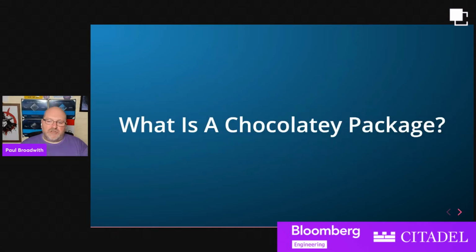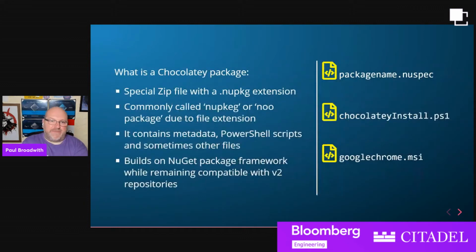So just to explain what a Chocolatey package is, a Chocolatey package basically builds on the NuGet package framework, but it remains compatible with version 2 repositories. What does that really mean? Well, NuGet is a package framework that things like Visual Studio use. It's not Windows only, but it was primarily a Windows package framework that was used, as I said, for things like Visual Studio.